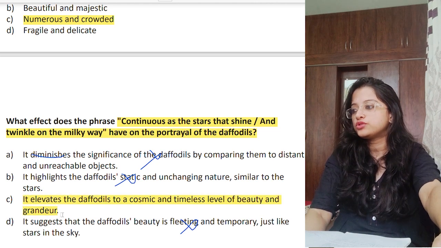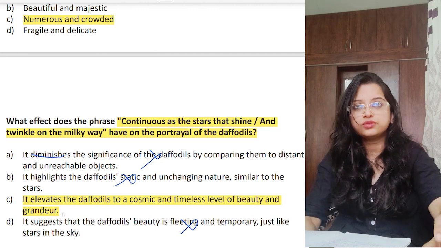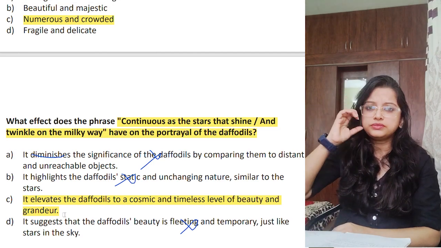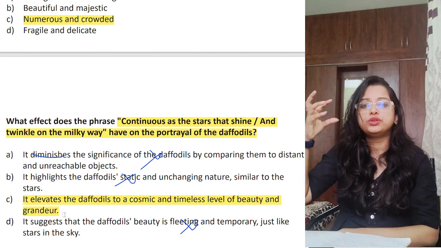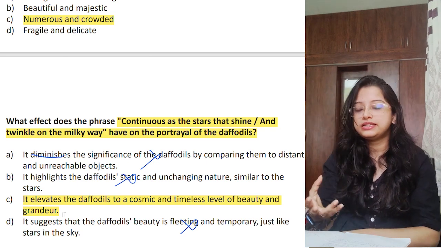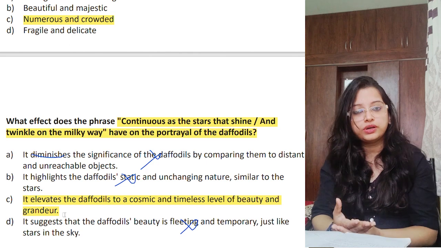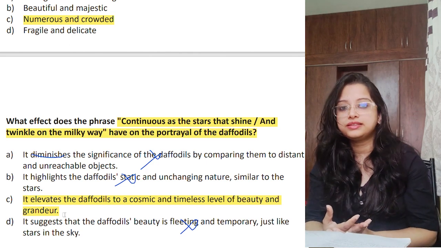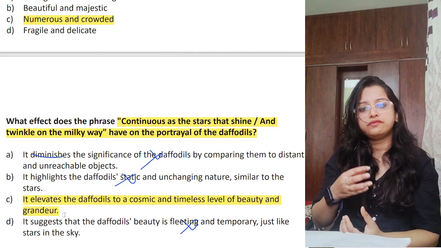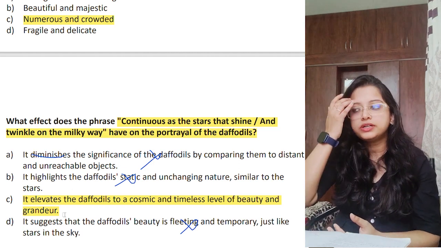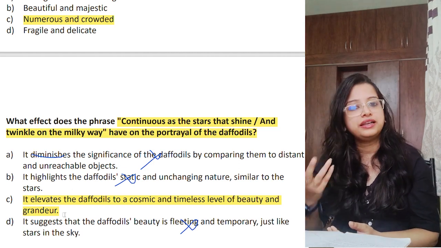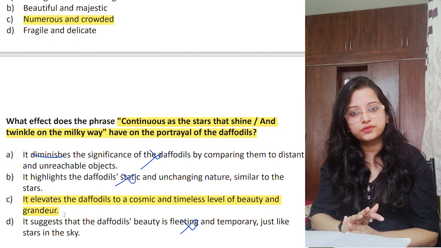So this is the best option because it is compared to the stars. So we feel that stars is something which is related to the cosmic, to the space, to a timeless entity. So this beauty is something which will stay in the mind forever and will cast an impact just like the stars, which is forever there and will forever make you happy. So eternal nature, cosmic, grand, level of beauty, these are all the right words for this question.